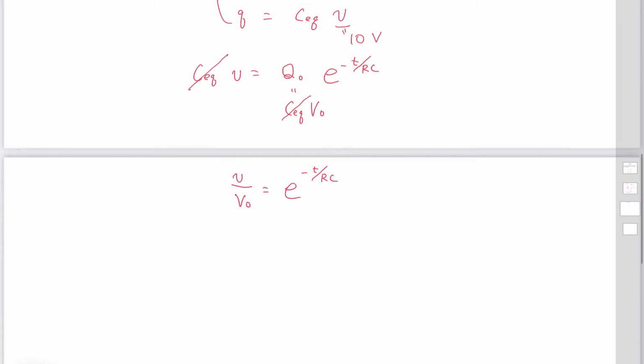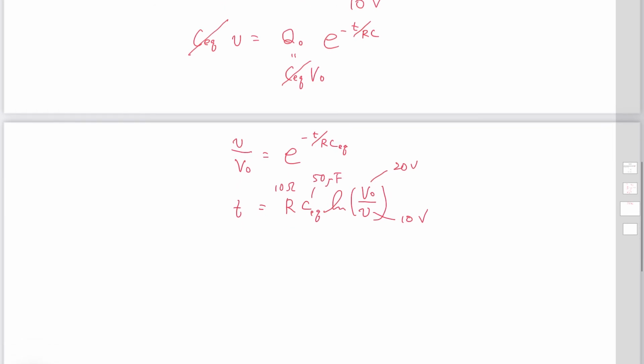From these equations, you can find that t is RC times log of V sub 0 over v. Then this is going to be 20 volts, this is 10 volts, this is 10 ohm, and this is 50 microfarad. So it becomes 5 times 10 to the 2 times 10 to the minus 6, this is the micro, times log 2 seconds.